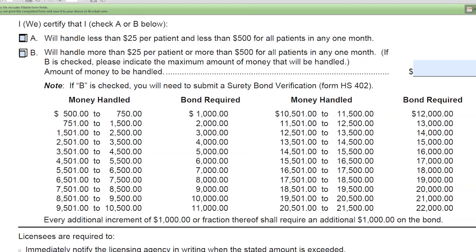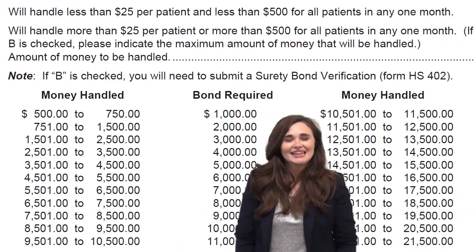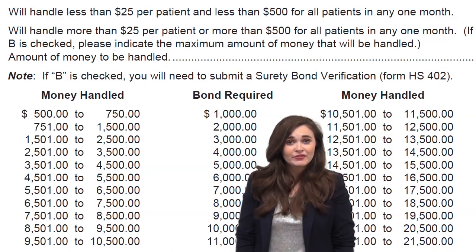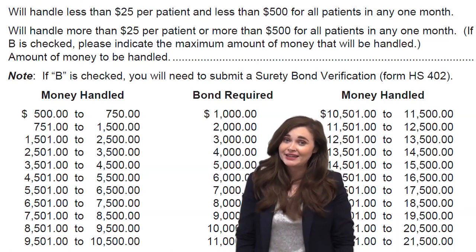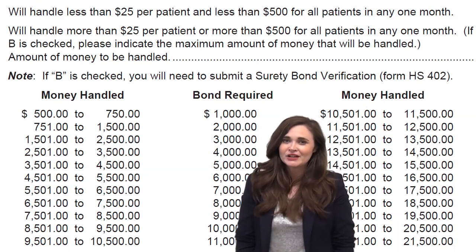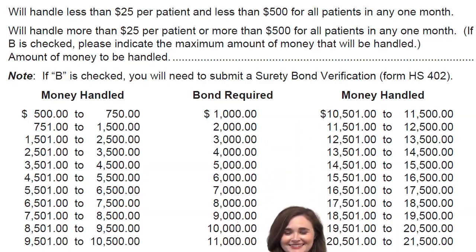The table below this section will assist you in determining the required amount of the surety bond. Every additional increment of $1,000 or fraction thereof shall require an additional $1,000 on the bond. Tip time: if the money you are going to handle is outside of the table, your bond should be $1,000 more than the amount you are going to handle. For example, if you are going to handle $25,000, the required bond amount will be $26,000.